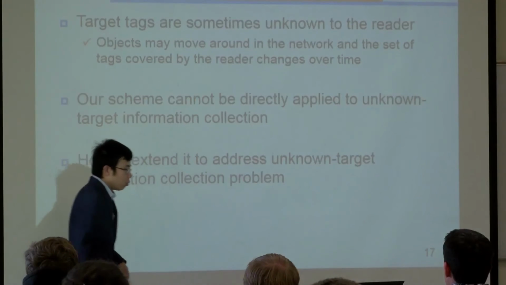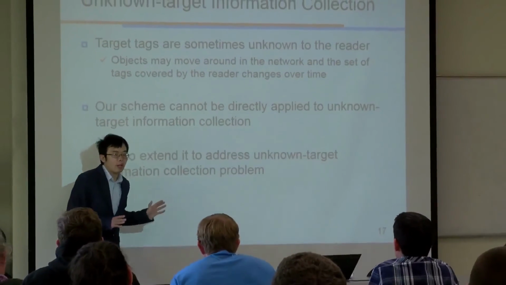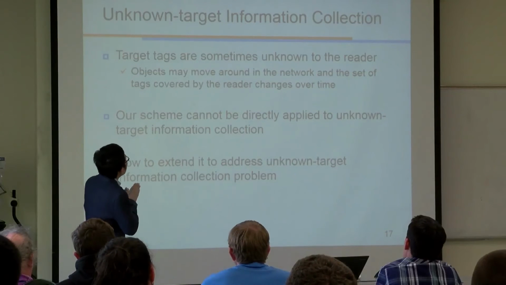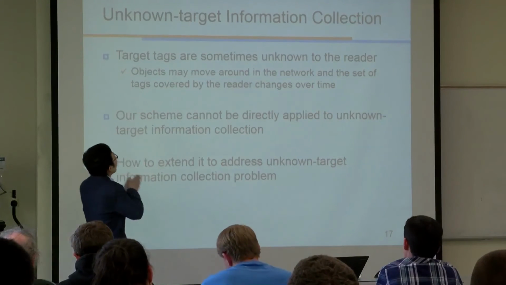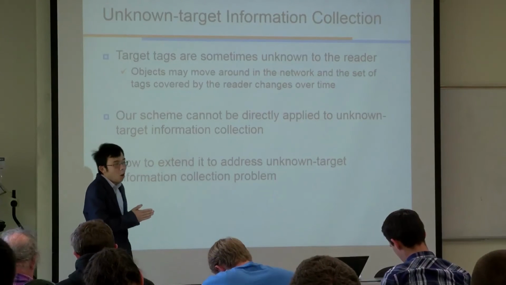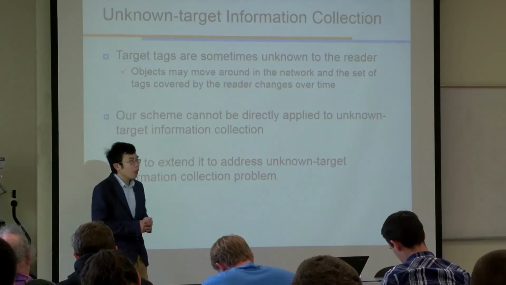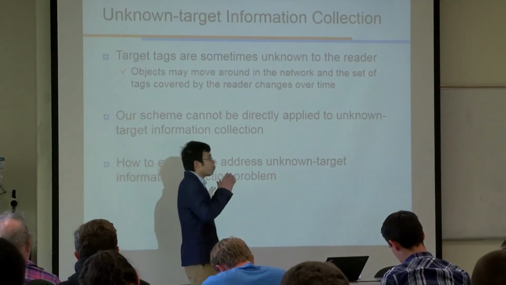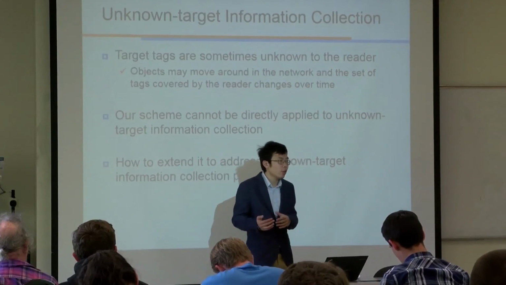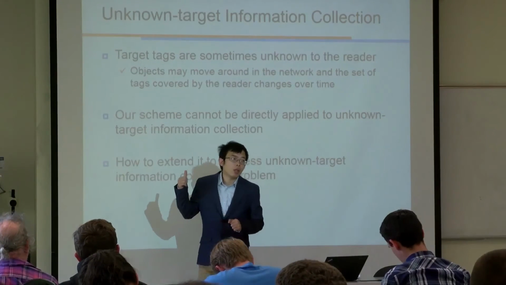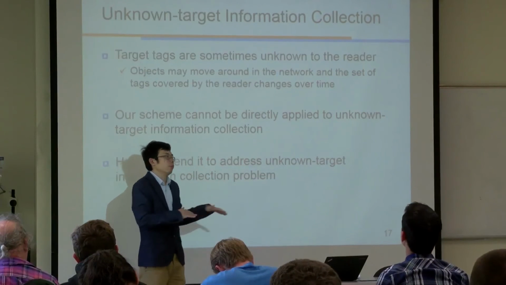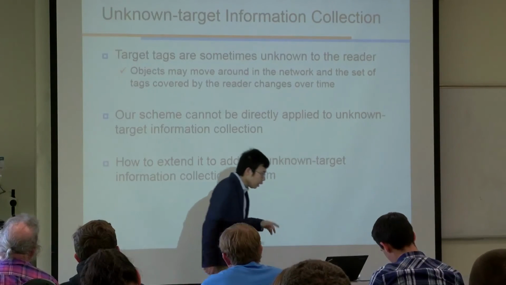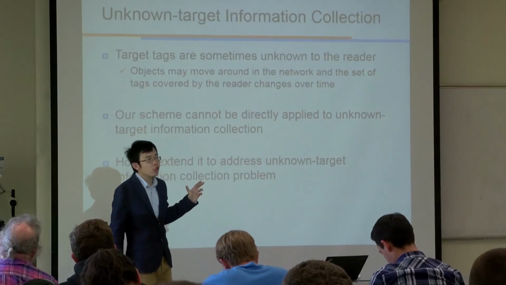So we just solved the known target information collection problem. But in practice, in some applications, the target tags may not be known to the reader before the information collection. For example, in the supermarket, the product may be moved by the workers or by the customers from time to time, or in the farms, the animals will move around in the system by themselves. So in those applications, the distribution of the tags changes over time.